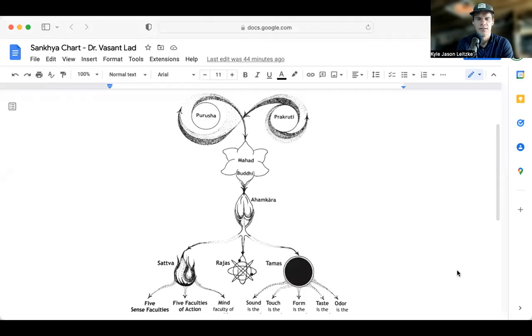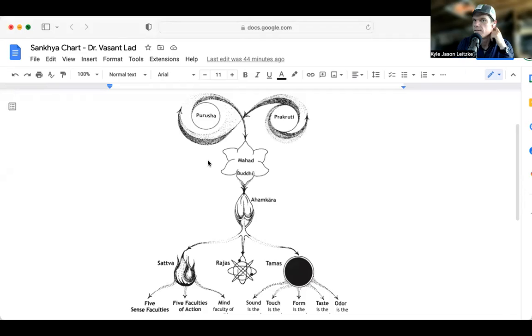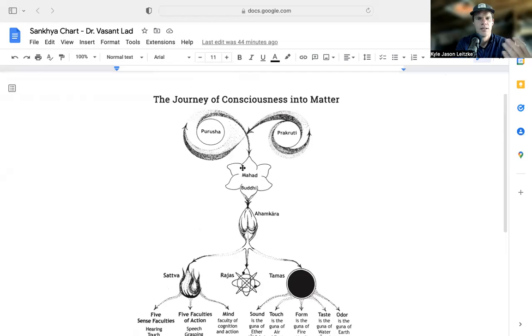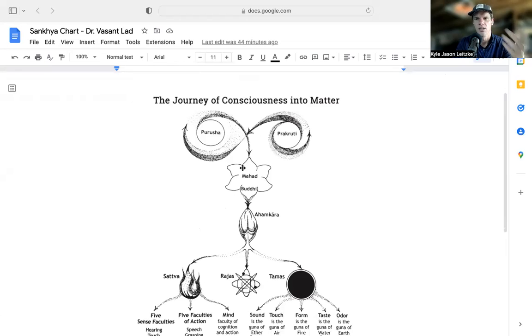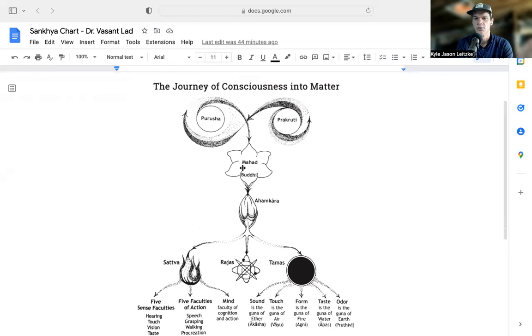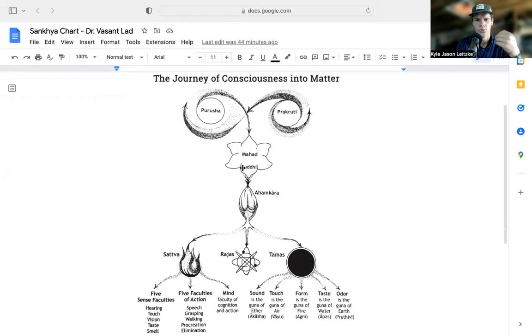Pull this up. Okay, so if you remember, this is the Sankhya philosophy diagram that I was trained under. I know Vasant Lad uses this. I don't know if he created this diagram or if this is much older, but we're going to go off that.